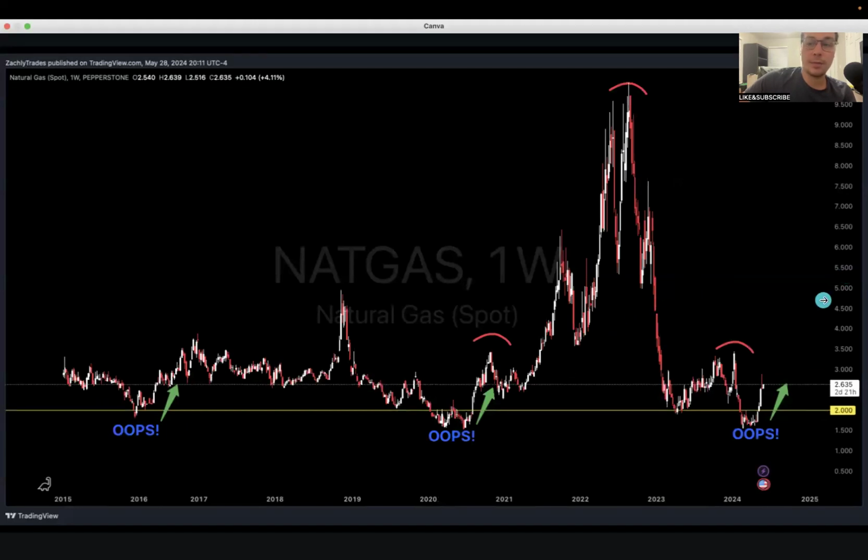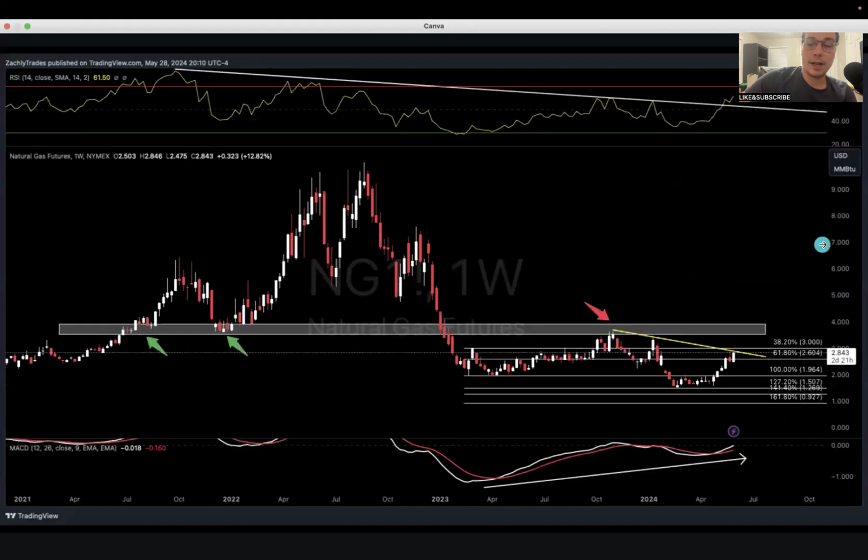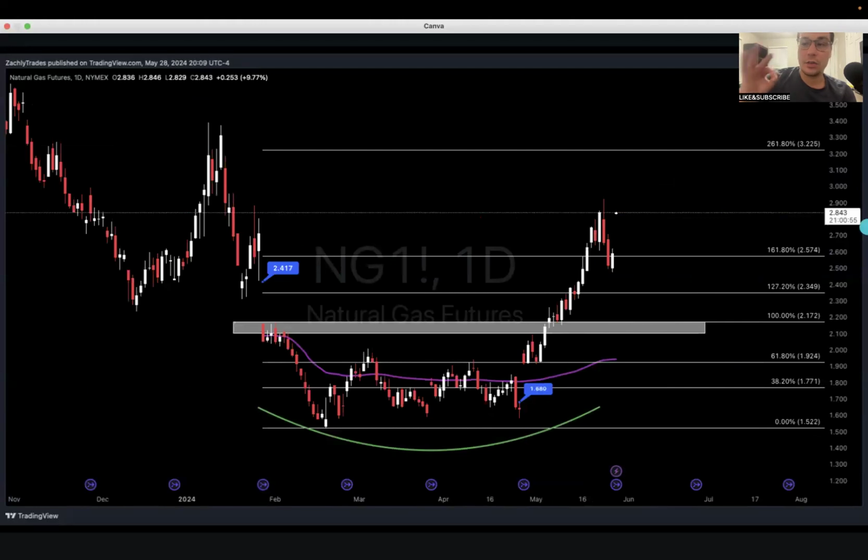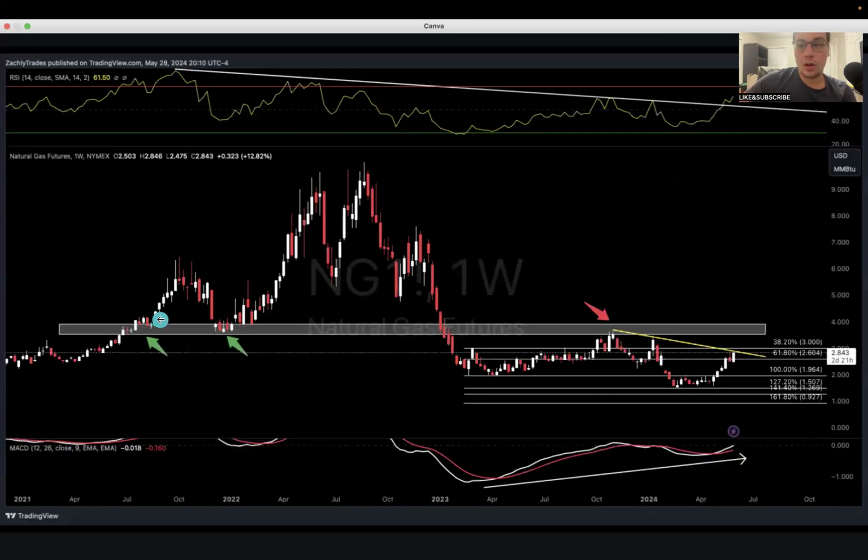We'll go over this chart pattern right here, this chart pattern right here, this one right here. These three patterns are going to be some of the strongest and best patterns that you guys want to learn about and pay attention to, not just for natural gas, but in the market.